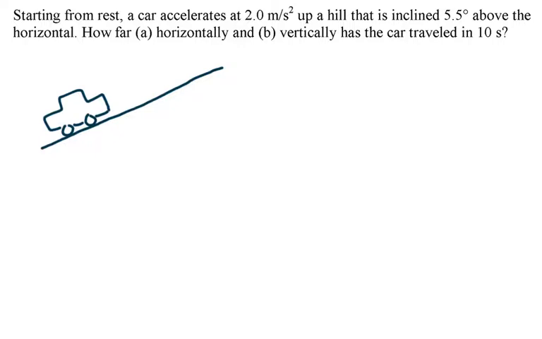In this example problem, we have a car starting from rest, accelerating at 2.0 meters per second squared up a hill that is inclined 5.5 degrees above the horizontal. How far, A, horizontally, and B, vertically, has the car traveled in 10 seconds?